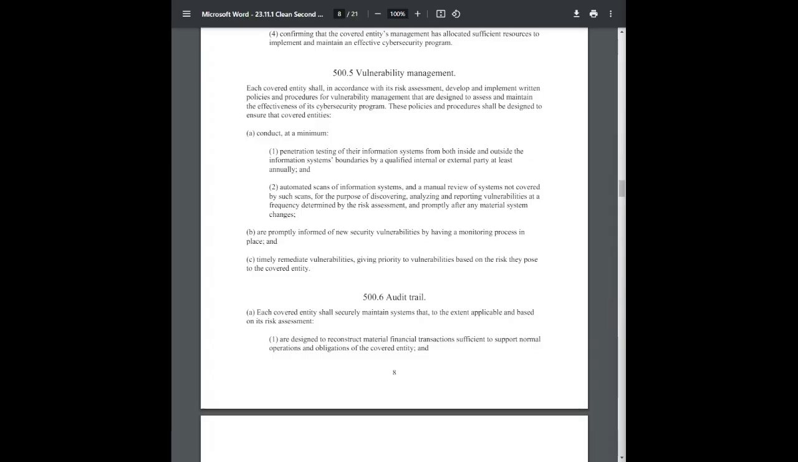So Reg500 requires you to conduct, at a minimum, penetration testing and automated scans. So we defined what penetration testing is in another video, but basically you need to conduct an annual penetration testing of your information systems from both inside and outside your information system's boundaries. And these tests should be conducted by qualified internal or external individuals. So what that means is that if you don't have a dedicated team within your information security department, you can hire an external party to conduct a penetration testing for you.